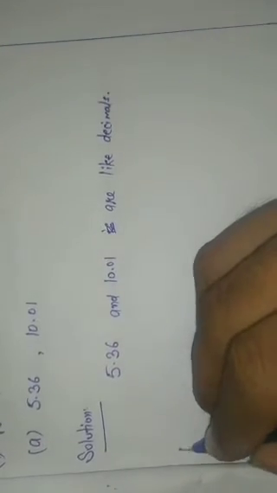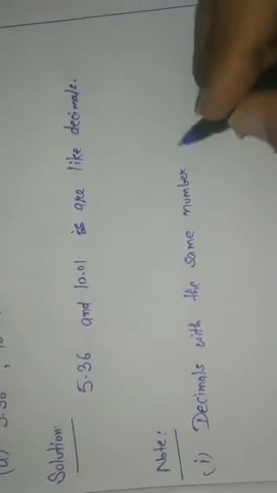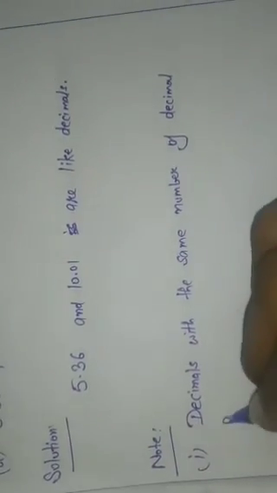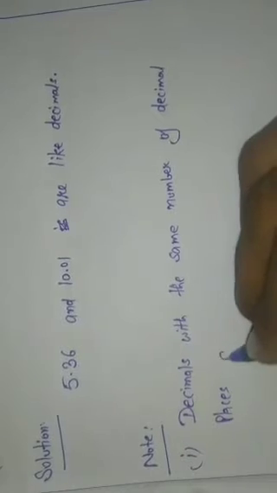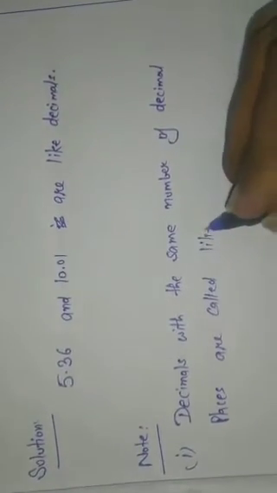Clear? Okay. You can also write the definition, that note में लिख दीजिएगा बेटा. नोट में पॉइंट नंबर 1, decimals with the same number of decimal places are called like decimals.